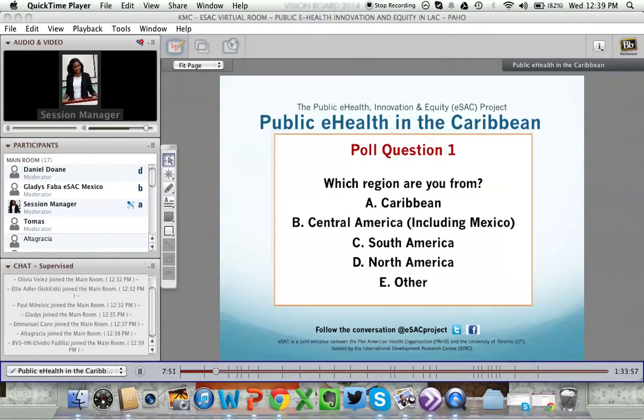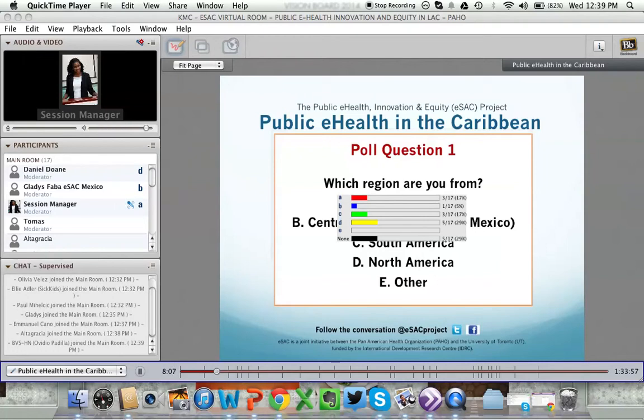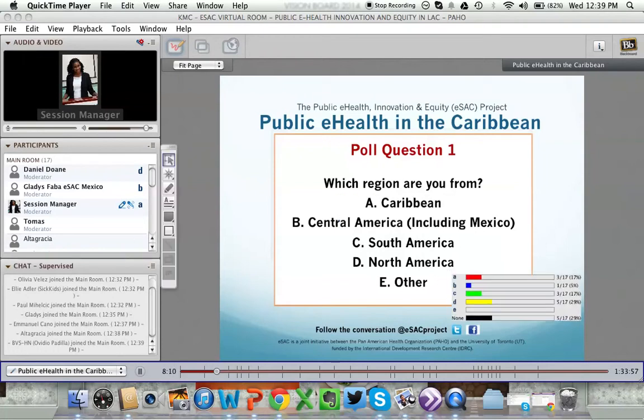Okay, I am seeing where most persons have answered the poll, and just in order for us to move on, I am going to lock the responses and show you briefly what the response has been. So we have A, Caribbean, 17%. B, 5% from Central America, including Mexico. C, 17%, South America. And 29% from North America.